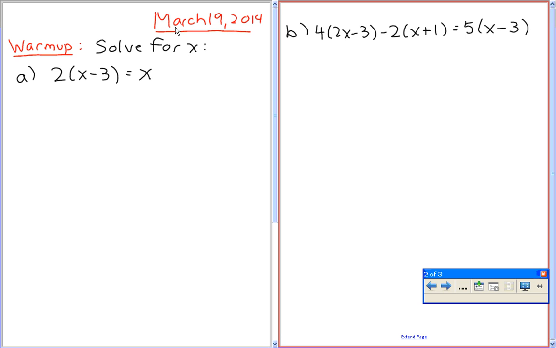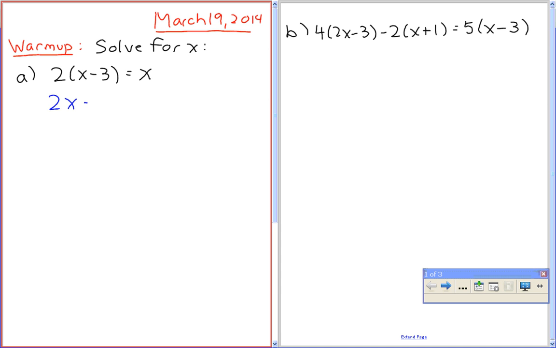Yeah, good. Turns to 2x minus 6 equals x. Looking good. Not yet great. Maggie, what do I do next, please? Negative 6 equals x. Yeah. If you want to do it that way, put the x's on the right, we'll get the same answer.